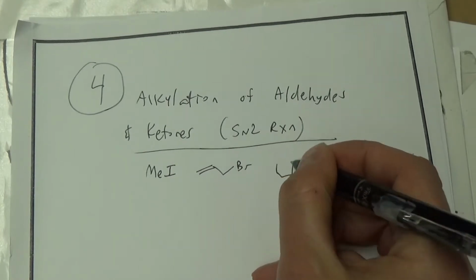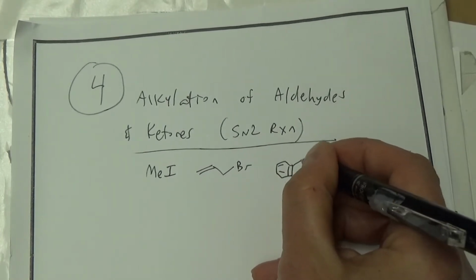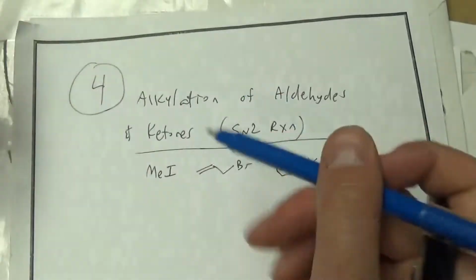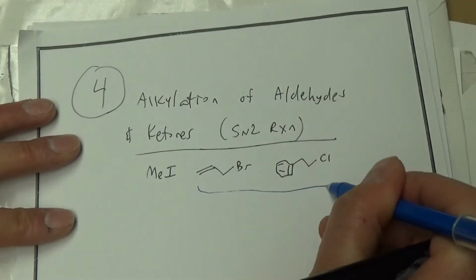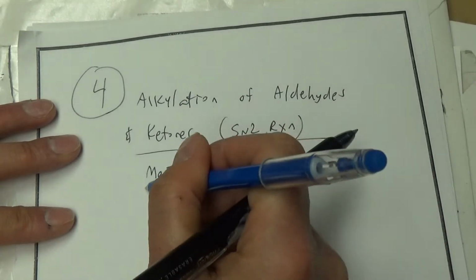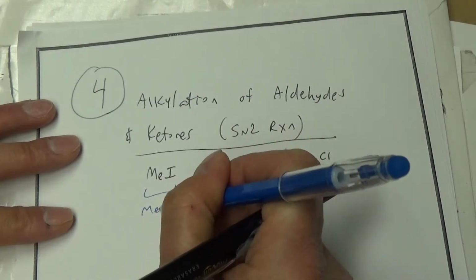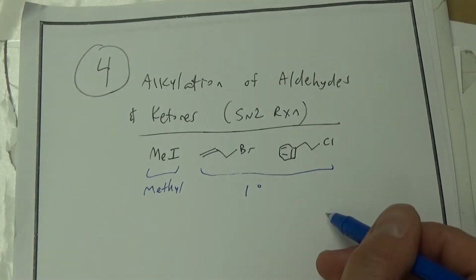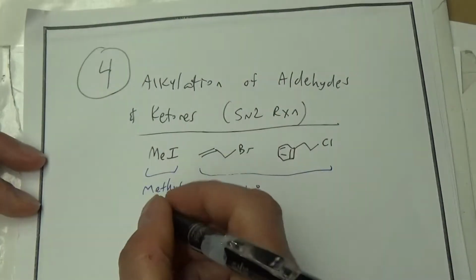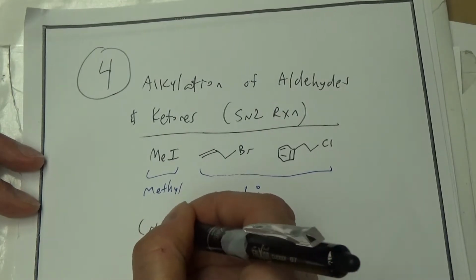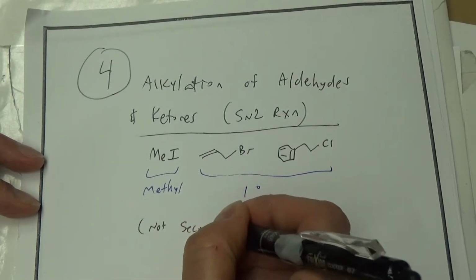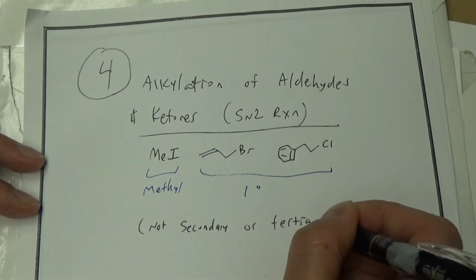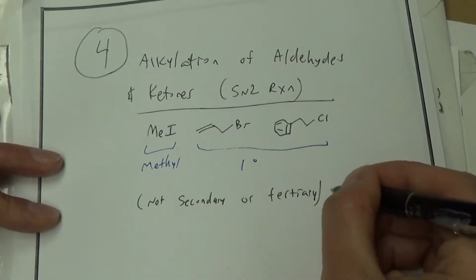What about some other primary ones you could attack? That's a primary one also. So yeah, these are primary. This is methyl. Okay, but not secondary or tertiary usually, because those usually cause elimination.